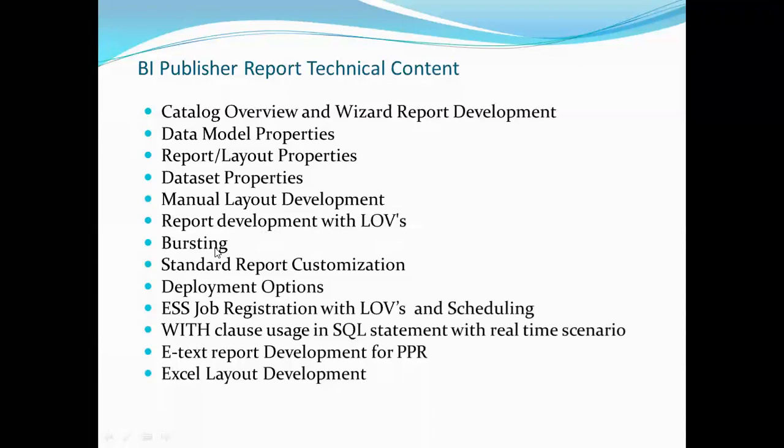So I'm going to cover mostly eText templates, and we'll see what various LOBs are providing for report development, and the bursting options, and we compare with other systems and our Fusion system, and what the main features are that are implemented in our Fusion system. And we'll see standard report customizations, and various deployment options of our BIP reports. Whatever concurrent jobs are there in our RTL system, here they are introduced as ESS jobs. We'll see how to register an ESS job, and various LOVs and the scheduling part.